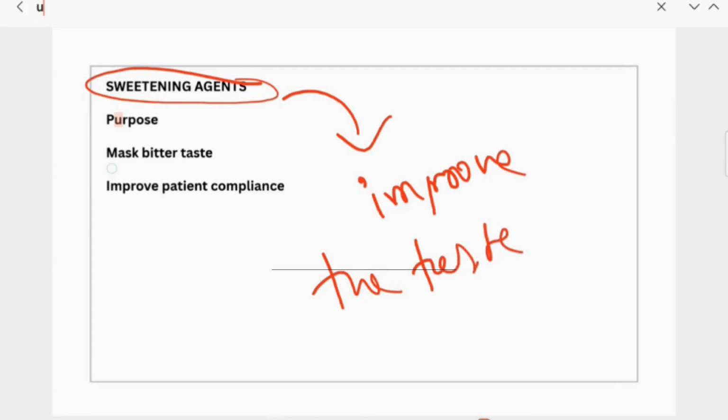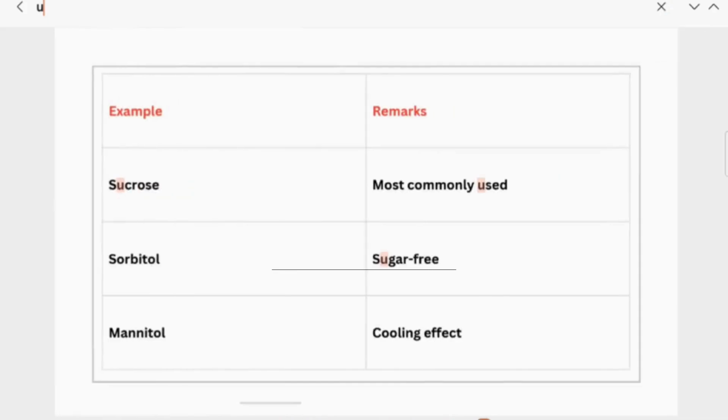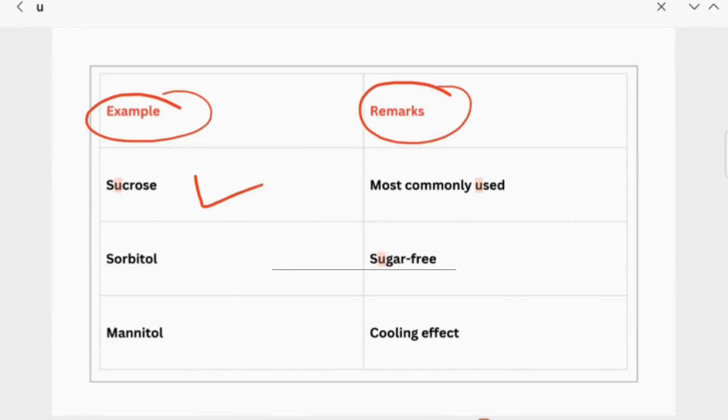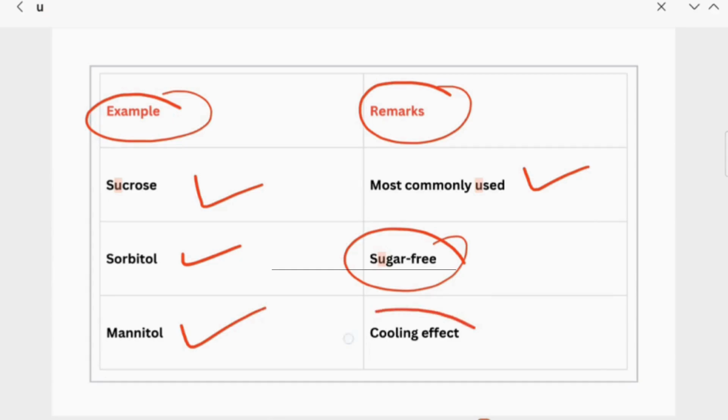Especially when the formulation contains a bad taste or bitter taste, we use sweetening agents. Here are some examples of sweetening agents. Sucrose is the most commonly used sweetening agent. Then we use sorbitol, that is sugar free, and we use mannitol. It also produces a cooling effect.